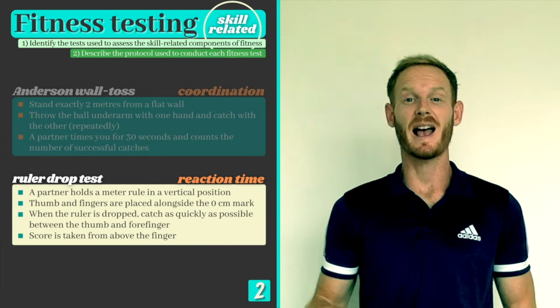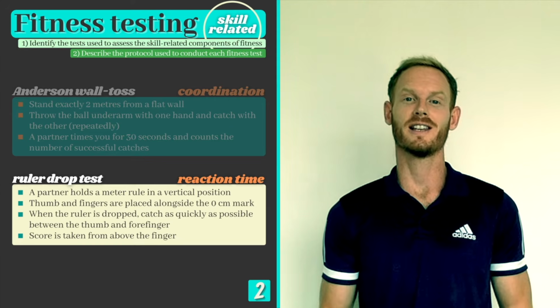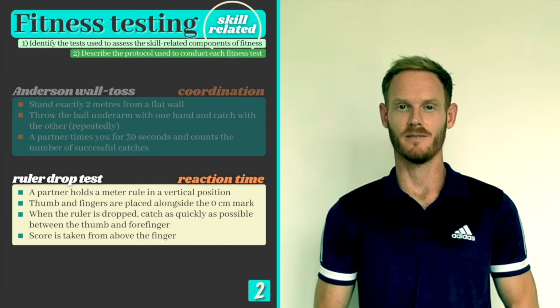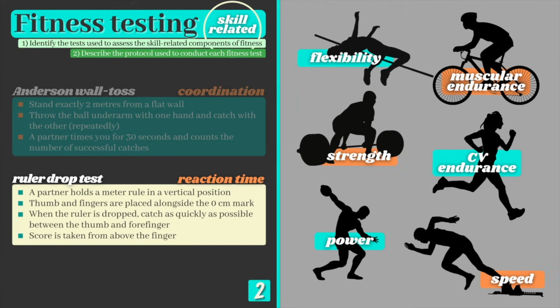Now, we've just reviewed how to set up and implement tests for the 4 skill-related components of fitness. If you'd like to take a look at the 6 health-related fitness tests, you can access the previous lesson by clicking on the banner now.